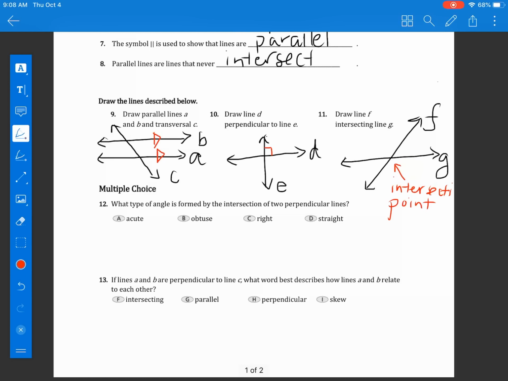Okay, so you have 3 drawings now. In your homework tonight, you will have to choose correct drawings based on the description. Now we got some weird ones with multiple choice.